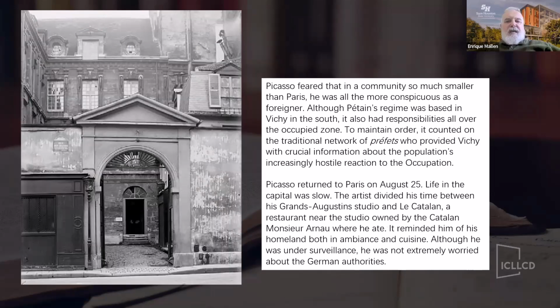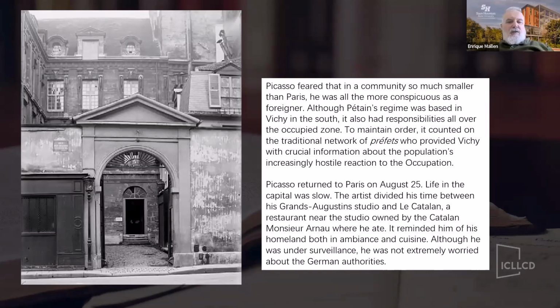Although Petain's regime was based in Vichy in the south, it also had responsibilities all over the occupied zone. To maintain order, it counted on a traditional network of prefects who provided Vichy with crucial information about the population's increasingly hostile reaction to the occupation. So Picasso returned to Paris on August 25th.